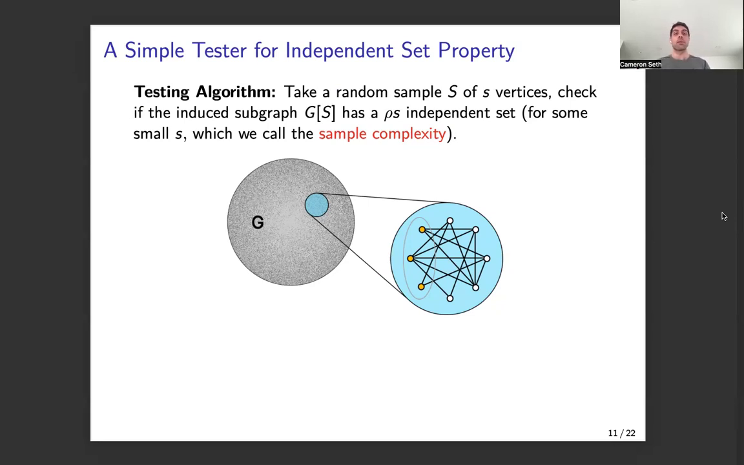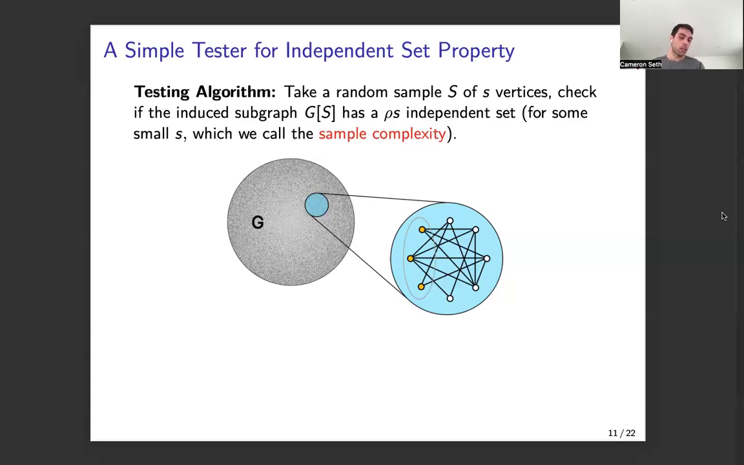Okay, so what is this simple testing algorithm? What you're going to do is take a sample of S vertices, and just check if the induced subgraph has an independent set of size rho S. And ideally, we want this S value to be as small as possible. And we're going to call it the sample complexity.